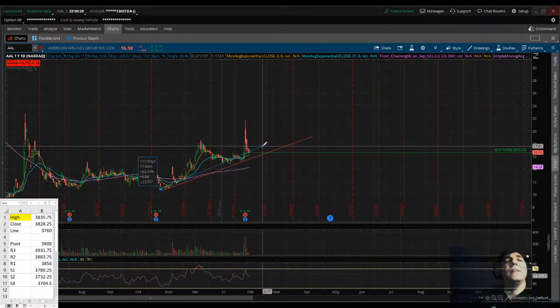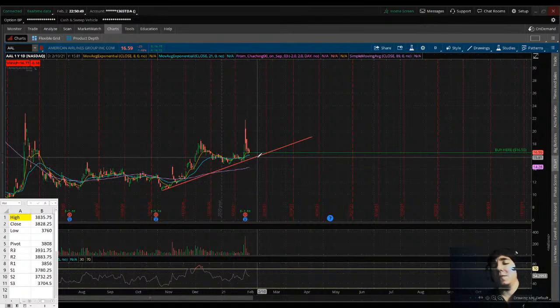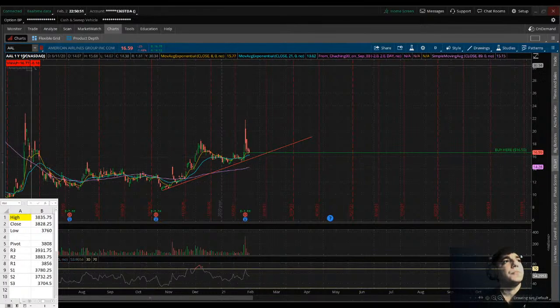But you need to be patient with some of these plays. Sometimes they just go sideways and burn theta, and sometimes it's easier to get out and back in, but a lot of us don't have that ability. And it's just be patient with this one. As long as it holds this trend line right now, I wouldn't jump ship.